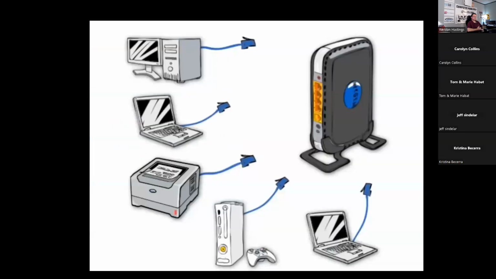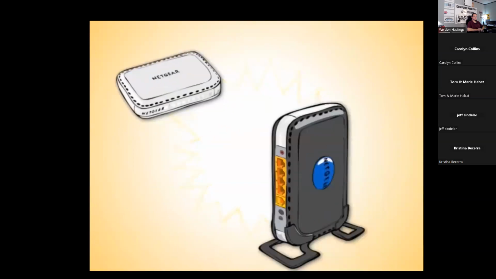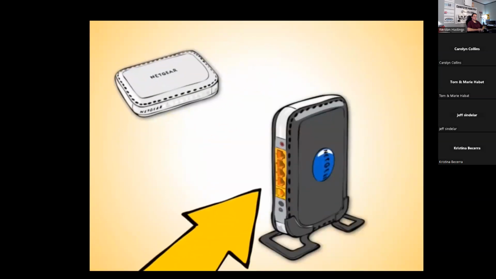Now say you have more than 4 items you'd like to plug into a router. You need more ports. The solution is easy. You'll need an additional switch, which again is that thing that's already built into your router.